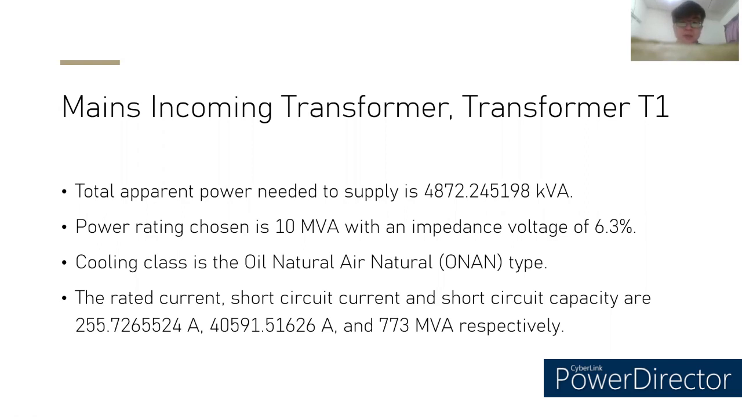Transformer T1 has a total apparent power needed to supply of 4,872.25 kilovolt ampere. The power rating chosen for this transformer is 10 megavolt ampere with an impedance voltage of 6.3%. The cooling class that we have chosen is oil natural, air natural, ONAN type. The rated current, short circuit current, and short circuit capacity are 255.73 ampere, 40,591.52 ampere, and 773 megavolt ampere respectively.